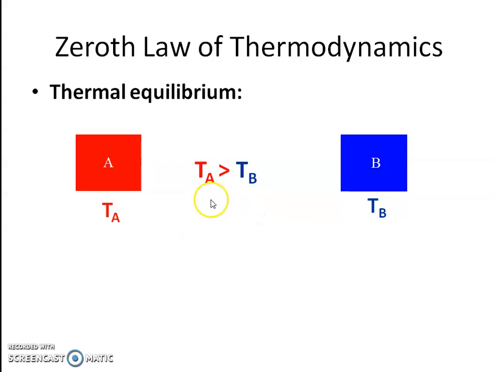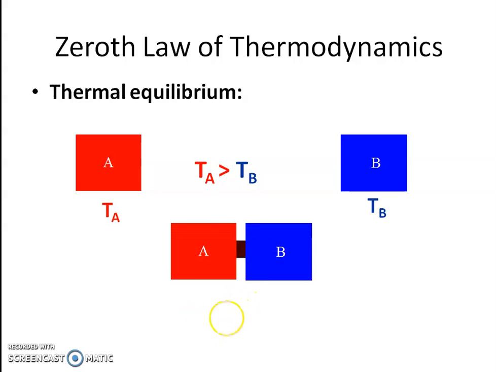And the important thing is, suppose the temperature of system A is greater than the temperature of system B, so TA is greater than TB. Now these two systems A and B are brought together and physically joined in such a way that only energy transfer can occur and not matter, like this. So there is a possibility of transfer of heat between these two systems, and not of matter.